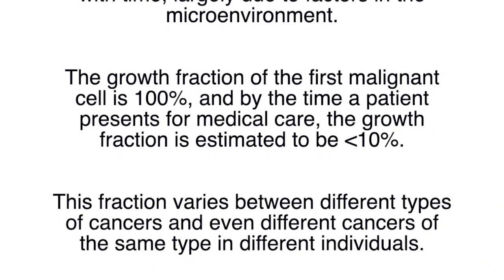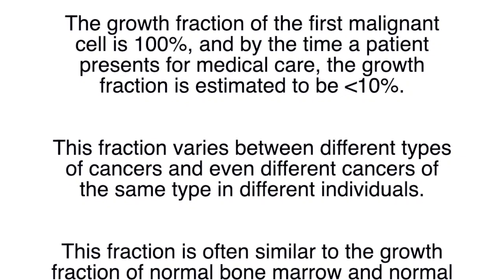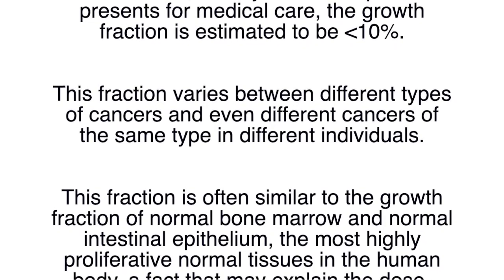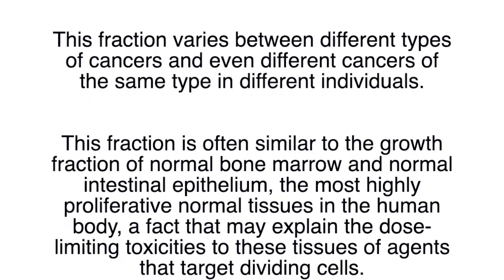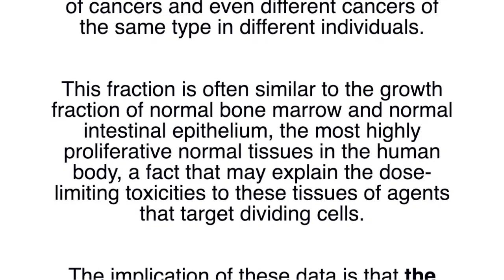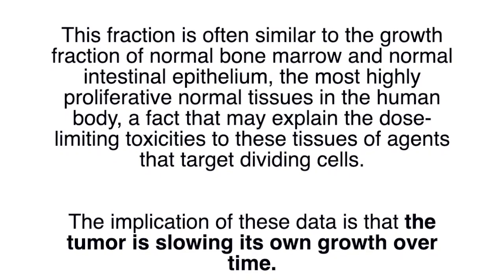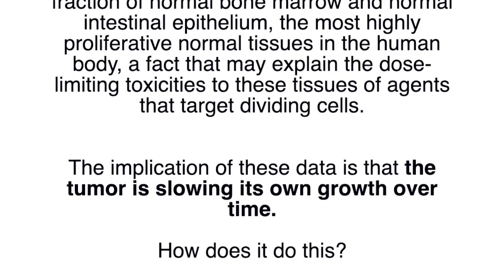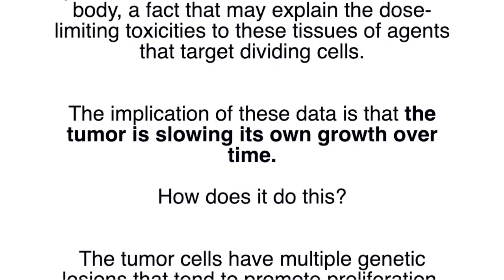This fraction varies between different types of cancers and even different cancers of the same type in different individuals. This fraction is often similar to the growth fraction of normal bone marrow and normal intestinal epithelium, the most highly proliferative normal tissues in the body, a fact that may explain the dose limiting toxicities to these tissues of agents that target dividing cells. The implication of this data is that the tumor is slowing its own growth over time.